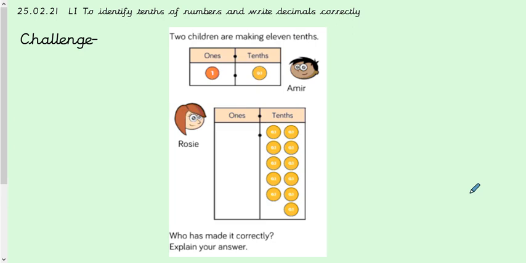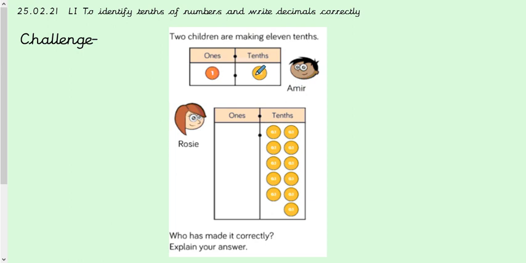And finally, for the challenge, it says 2 children are making 11 tenths. So Amia has put 1 in the ones and 1 tenth in the tenths. Rosie has put 1, 2, 3, 4, 5, 6, 7, 8, 9, 10, 11 tenths in the tenths. Who has made it correctly, and explain your answer? So they've actually both made it correctly.